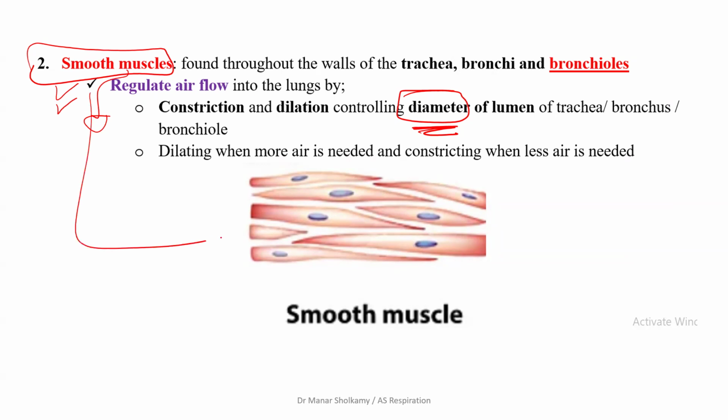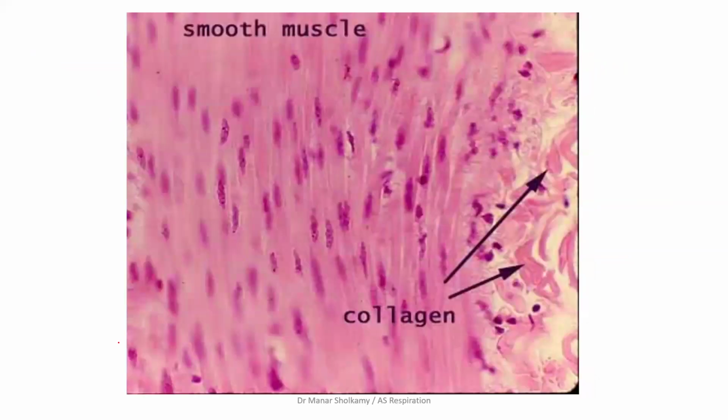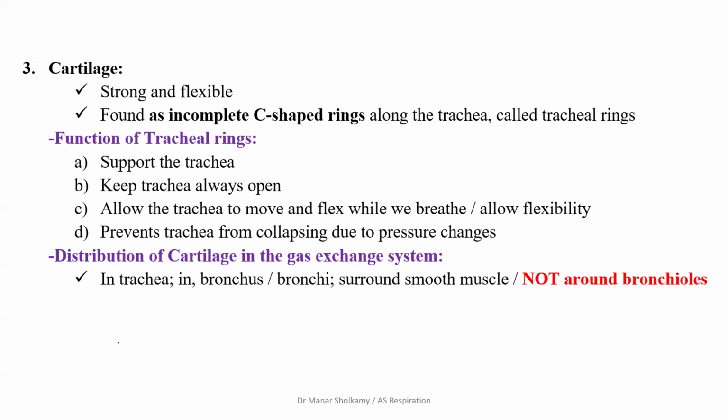Smooth muscles, again, you should know how they look under the microscope because they are spindle shaped with a central nucleus and no fibers. That's why they look smooth and they are called smooth. And this is how a smooth muscle looks under the microscope. Another histology picture.